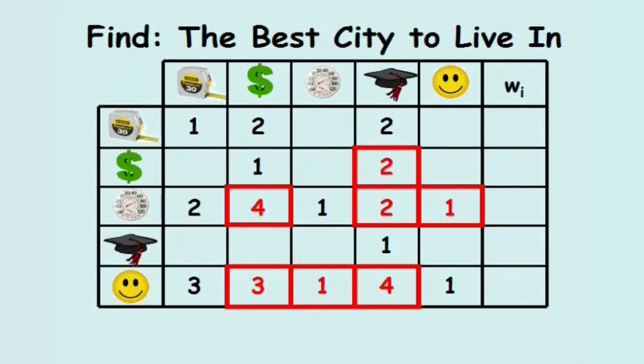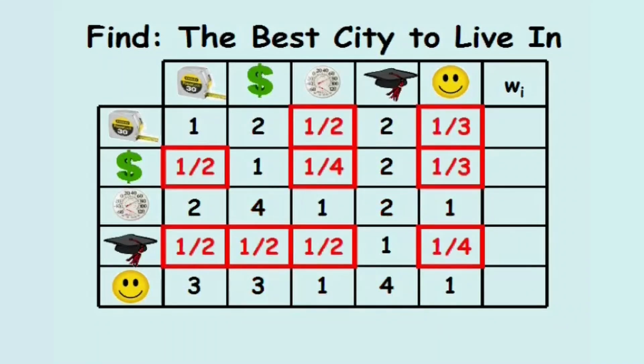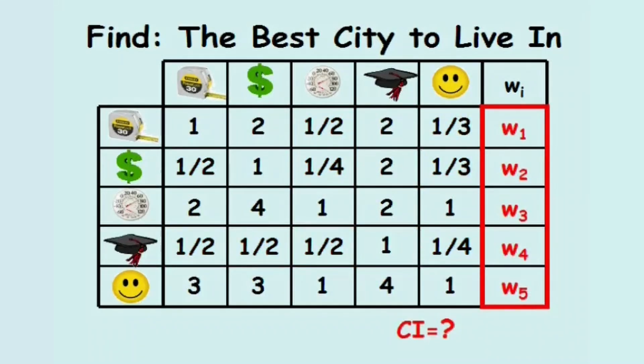Next, the table is completed such that the value in cell ij is the reciprocal of the value in cell ji. Next, the weights are calculated. Also, a coefficient of inconsistency, Ci, is calculated to ensure the ratio scale judgments are sufficiently consistent.